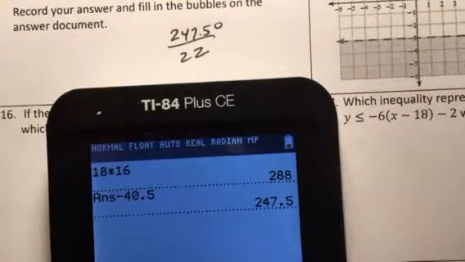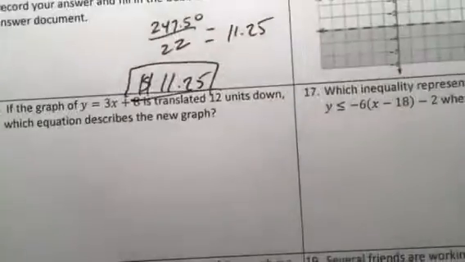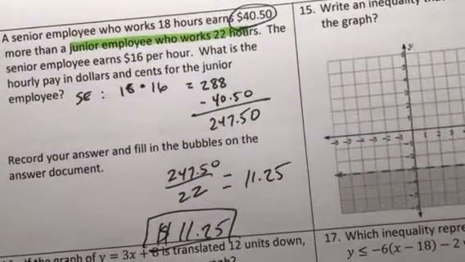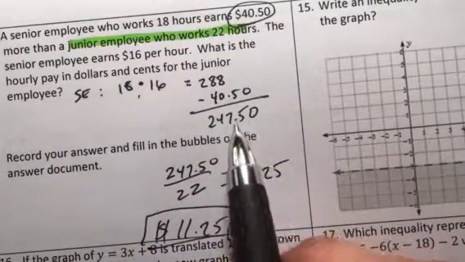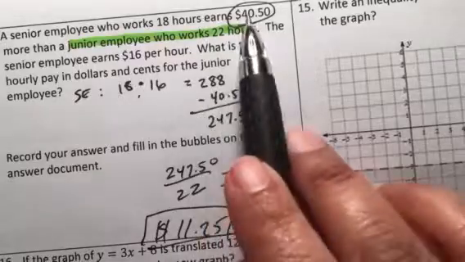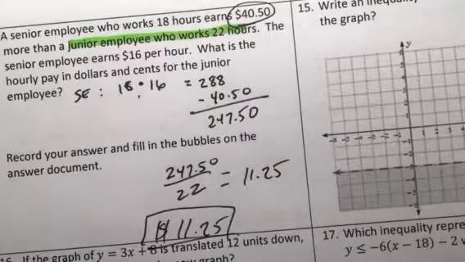So I'm going to take that 247.50 and divide it by 22. So once I do that, I get $11.25. So his hourly wage is $11.25. And I know that can be complicated for some of y'all. So multiply the wage of the hourly rate, subtract the extra money that he gets, and then we divide it by the total hours that the junior employee worked.